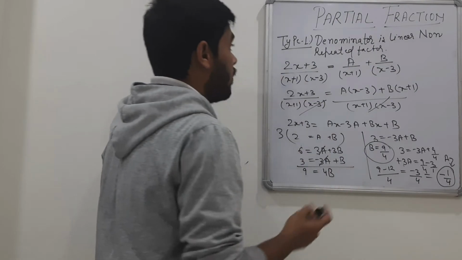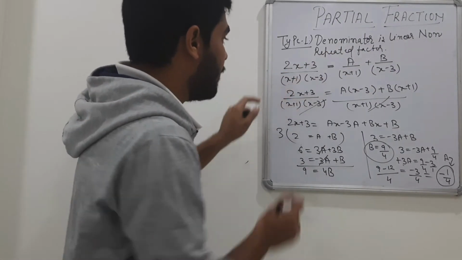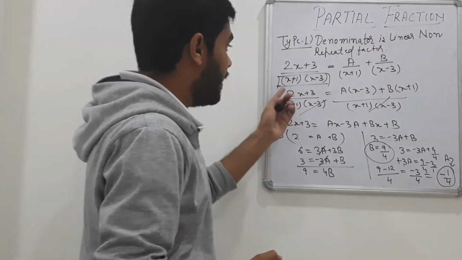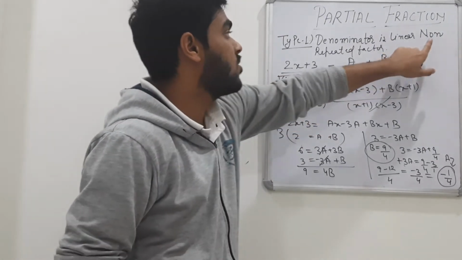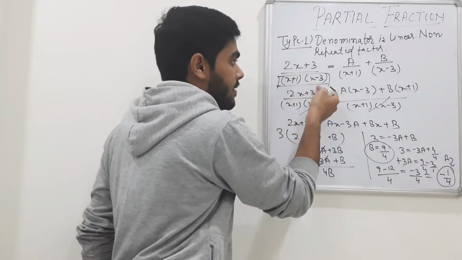So this is how we will solve the type 1 problem, that is, the denominator of the rational fraction is linear. This is a linear function because the degree of this is 1 only, and it is non-repeated. That is, this factor is different. This is x plus 1 and this is x minus 3.